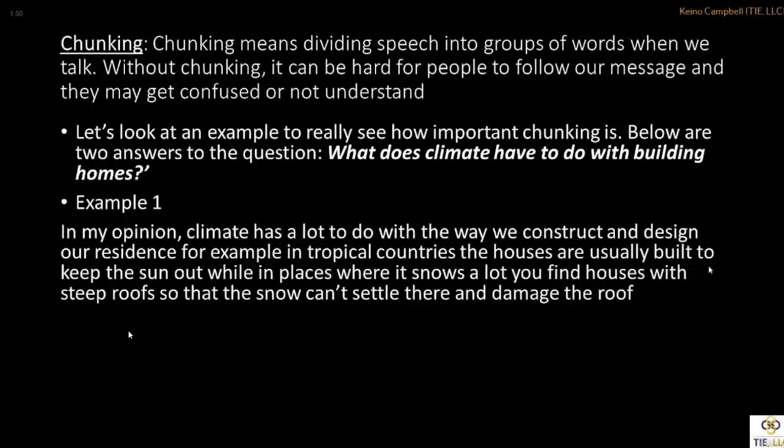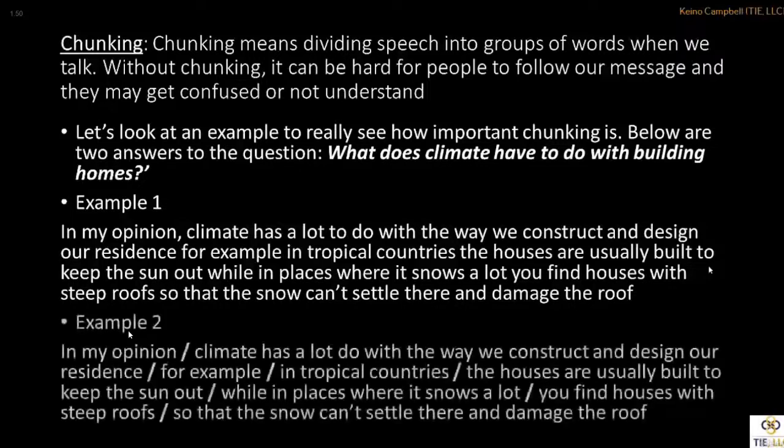In my opinion, climate has a lot to do with the way we construct and design our residence. For example, in tropical countries, the houses are usually built to keep the sun out, while in places where it snows a lot, you find houses with steep roofs so that the snow can't settle there and damage the roof. Right? That's just reading, just going directly through. No chunking at all. Here it is with chunking.